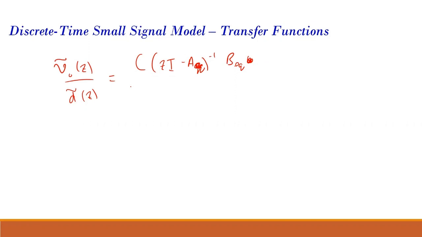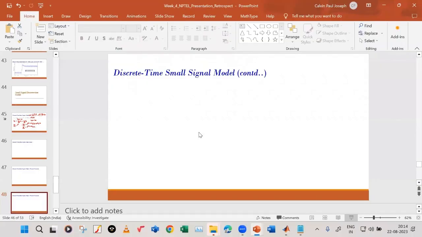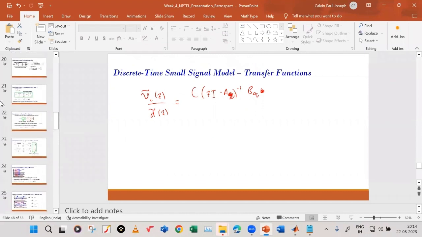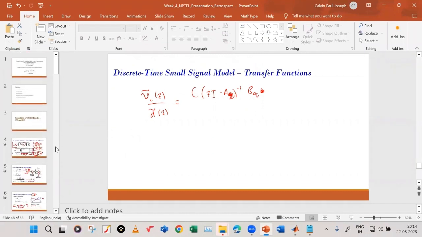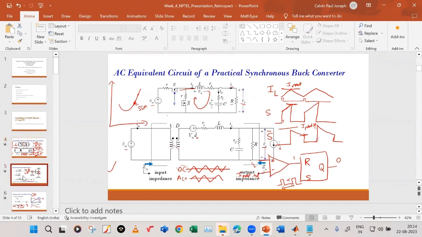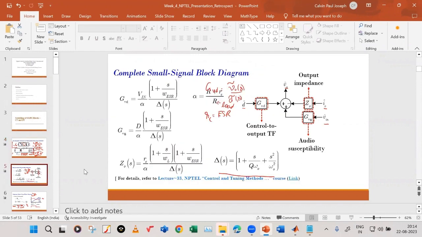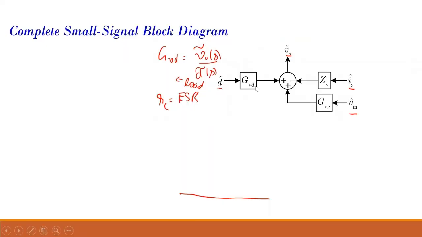We saw this in the very first slide, where I had shown this diagram, how G_vd depends on the duty ratio, how the output voltage is changing. That is for the continuous time model. But when we do it for discrete time, how we find it, I have shown in the last line.